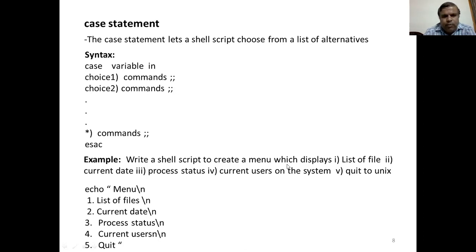Write a shell script to create a menu which displays list of files, current date, process status, current users on the system, and quit to Unix. Okay. So first, using the echo command, you create a menu. So one is list of files. Second, if you press 2, the current date should be displayed. Then 3, process status, 4, current users, and 5 is quit.